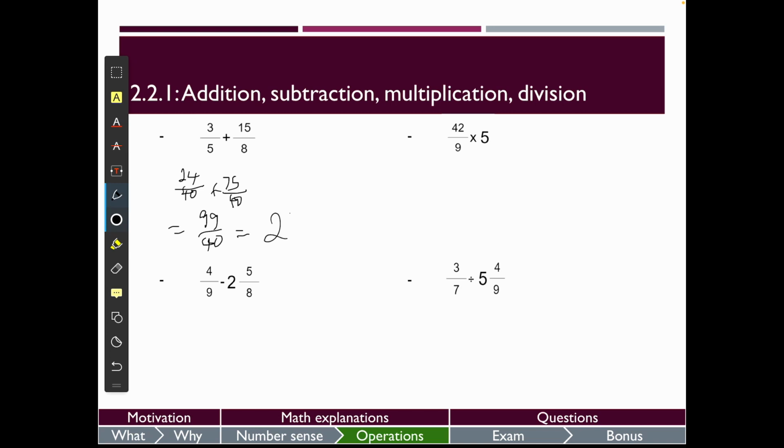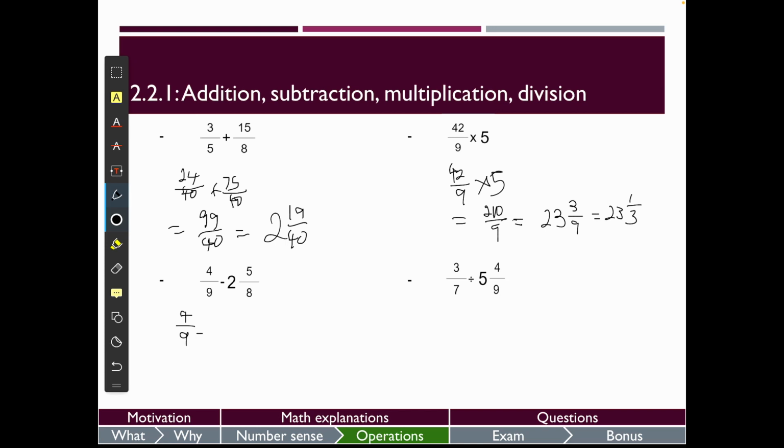Sorry, this should be 219 over 40. 42 over 9 times 5. Just multiply the top. This is 210. So what's 210 divided by 90? Sorry, 210 divided by 9. That is 23 and 3 over 9, 23 1/3.